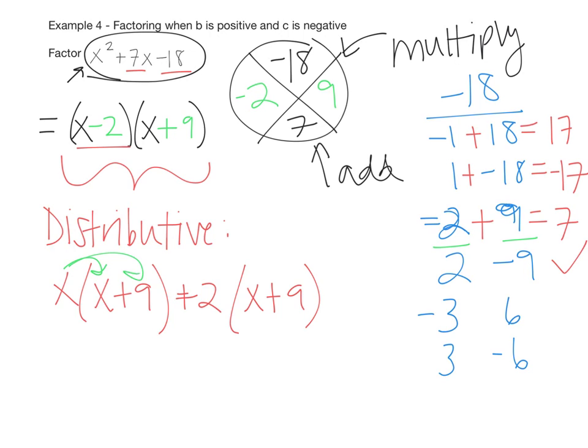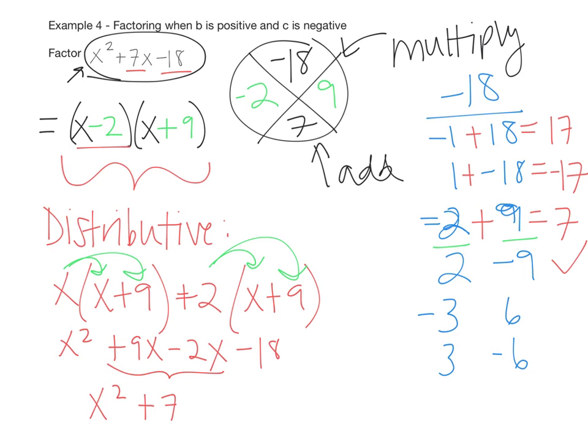If you go ahead and distribute x times x, you get x squared. Multiply 9 times x to get 9x. Then distribute that negative 2 to each piece to get minus 2x minus 18. If we go ahead and combine our x values, we end up getting x squared plus 7x minus 18, which, if we double check, matches our original trinomial. So we know that our found binomials of x minus 2 and x plus 9 work.